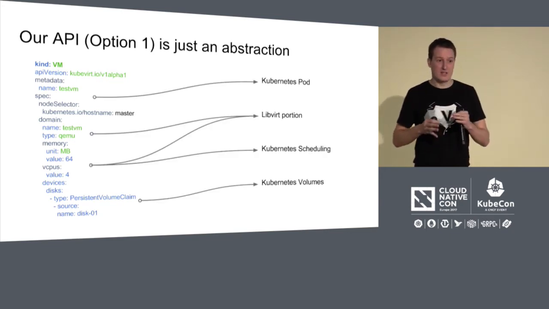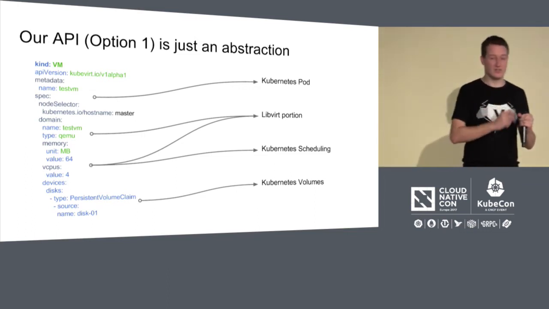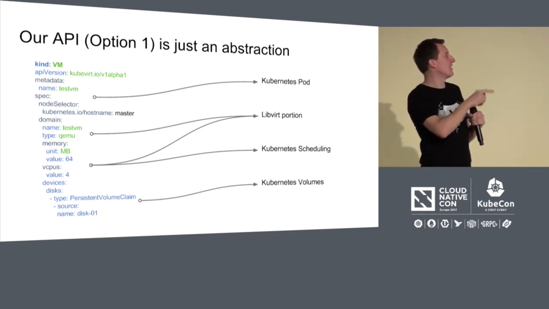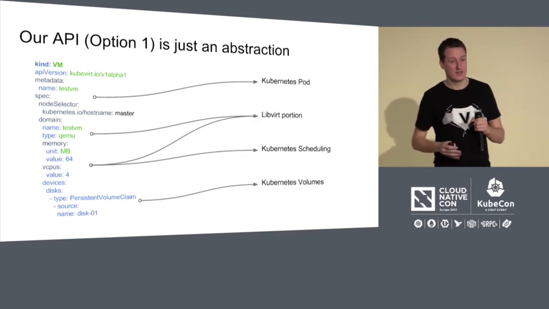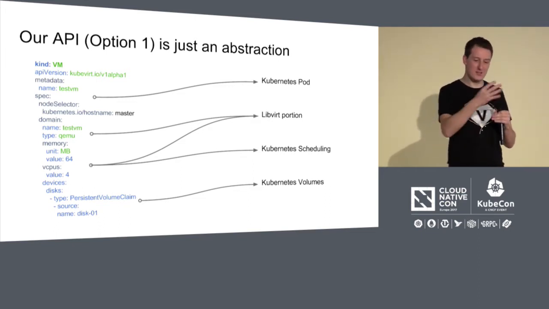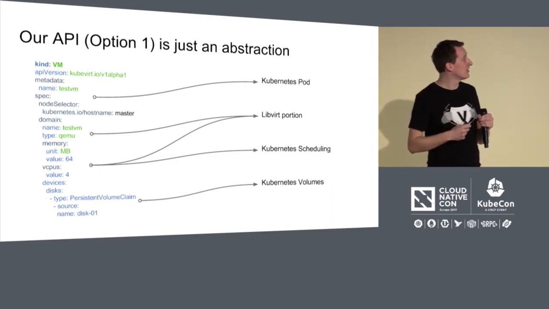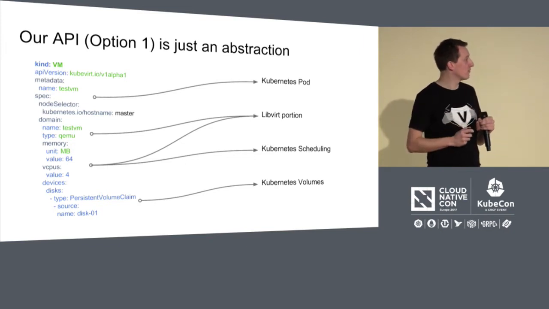But this API is just an abstraction because some of the parts can already be handled by Kubernetes. For example, at the top, the specification contains a node selector so that you can select where you want to run the VM. But Kubernetes provides the same functionality for pods. So for us, it was easy, if we were running VMs in pods, to reuse that functionality from Kubernetes. And that was actually an aim of ours, to leverage functionality which is already present in Kubernetes, starting with that node selector.